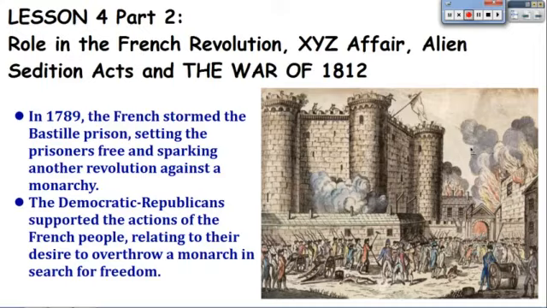Now, by 1789, the French people themselves had become really fed up with the French monarchy, and they, like the Americans, decided to revolt against their monarchy. The Democratic Republicans became very supportive of what the French people were trying to do because we could relate directly with what they wanted. They wanted to overthrow their monarchy and set up some sort of democratic republic.